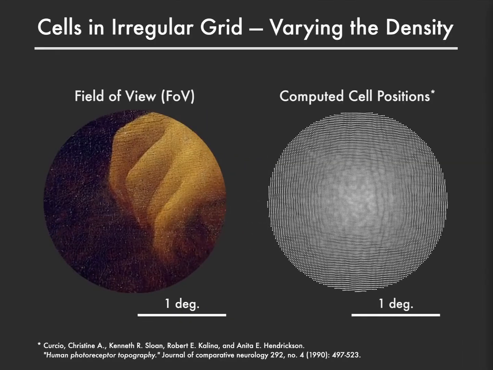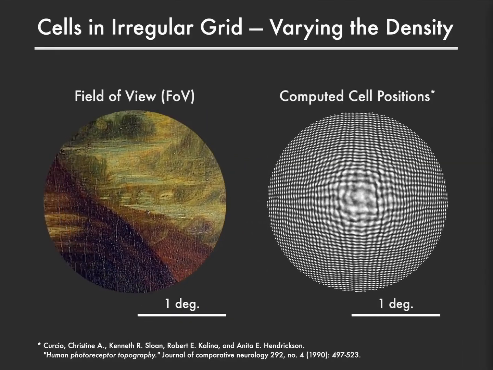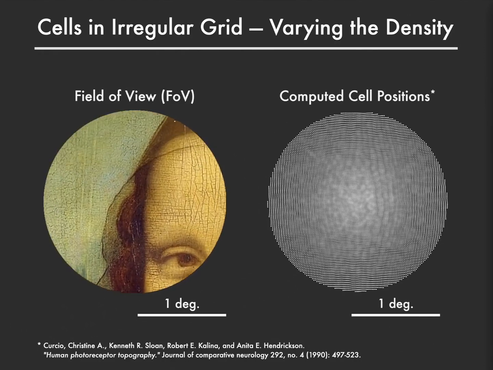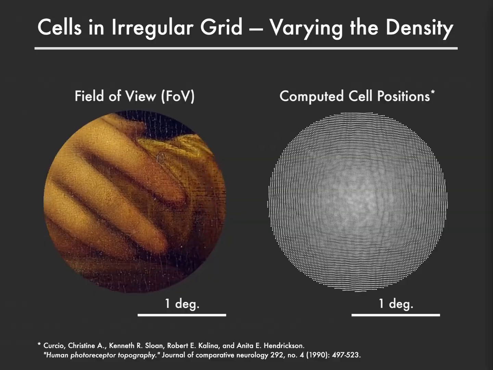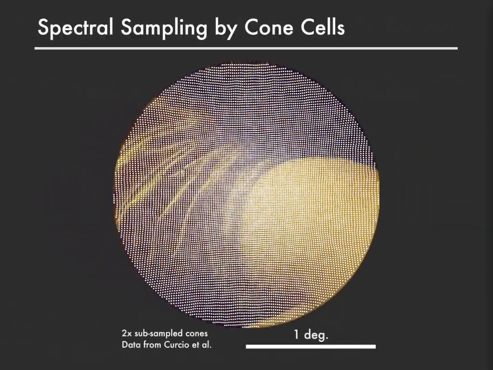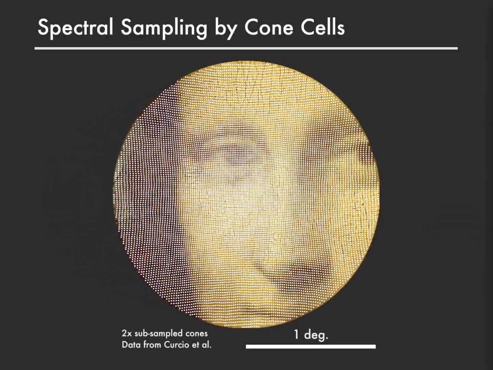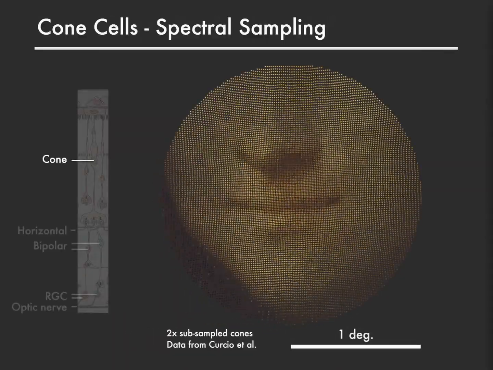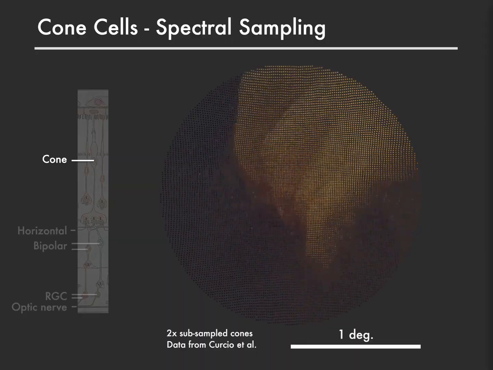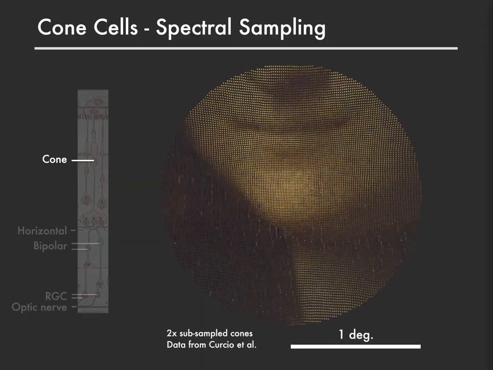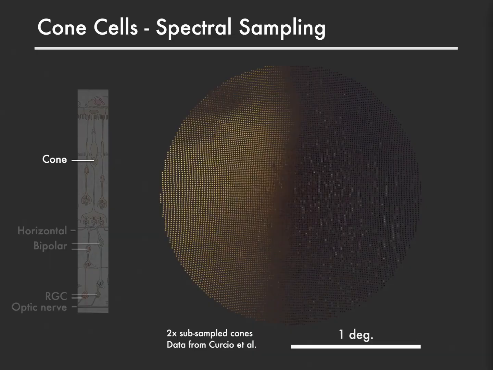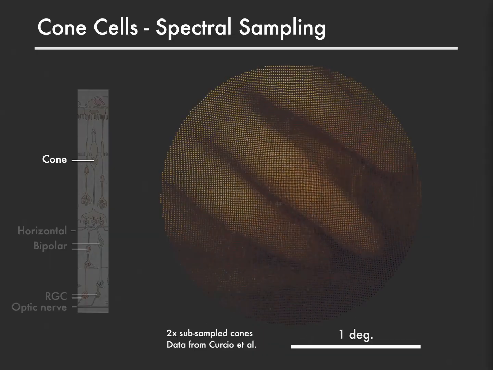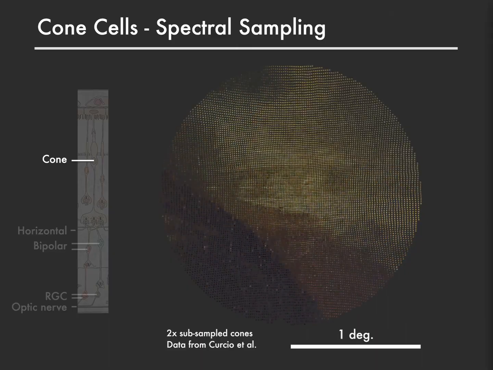We also compute cell positions using the data from Curcio et al. 1990. Each white dot corresponds to a cone cell, a color-sensitive photoreceptor cell, and you see the change in cell densities: dense in the center, sparse in the periphery. Each cell here receives this color spectral power distribution, and it is now the cone cell's job to process the incoming light. And this is what our retina, and more specifically cone cells, receive over time.